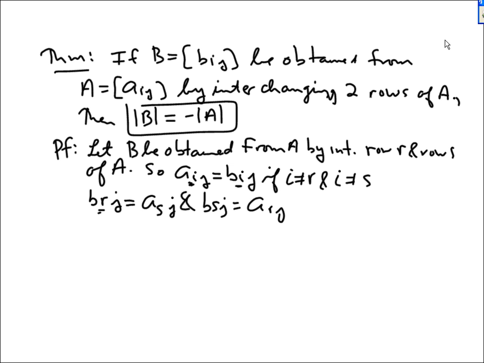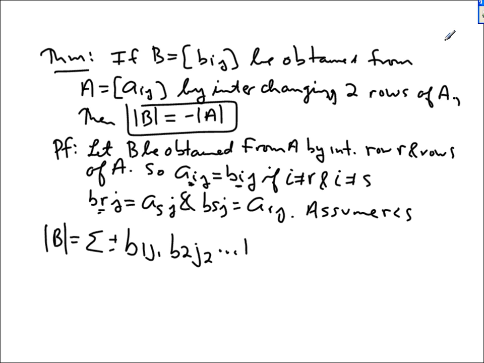Okay. So now, what is the determinant of B? The determinant of B, by definition, is the summation plus minus B1,J1 times B2,J2, all the way up to, well, let me say one other thing.